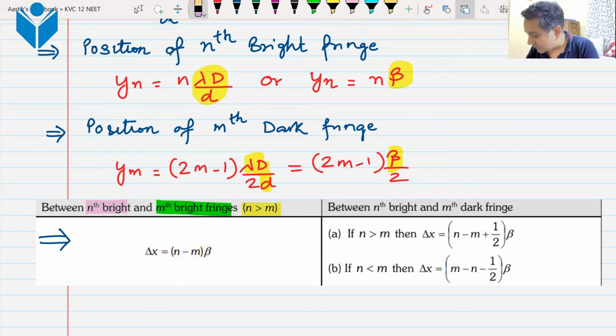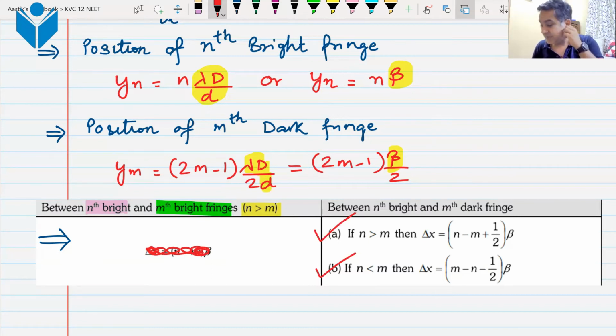So do not write this one. This might confuse you. You just write it like this. If n is greater than m, then the distance will be (n minus m) plus half beta. If n is less than m, it will be (m minus n) minus half beta. Please don't confuse. It is very simple.